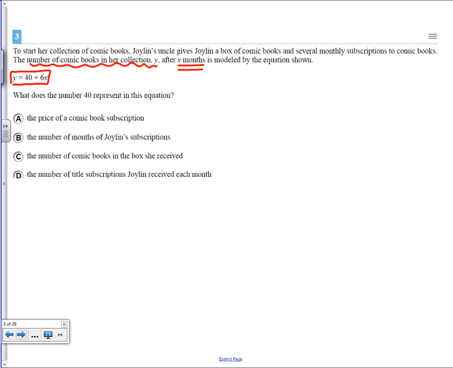Well, you should notice this again is linear. The highest power on anything is a 1. So, therefore, I can rewrite it in y equals mx plus b form. Right now, it's in the wrong order. And it looks like that. Okay, I want to know what this 40 represents. Well, that looks like my starting number right now. That's my y-intercept, which means that's how many she should have before any month. So that's probably the number of things that her uncle gave her in that box.